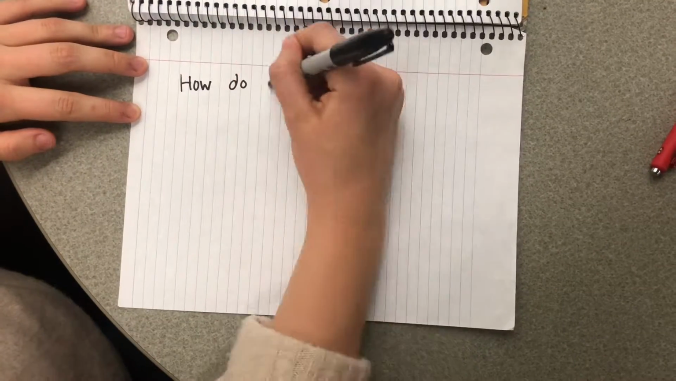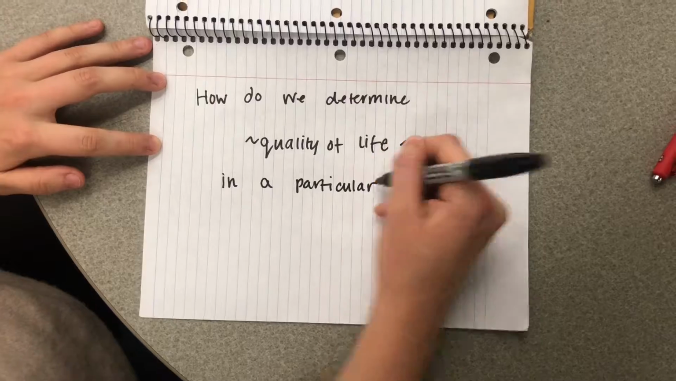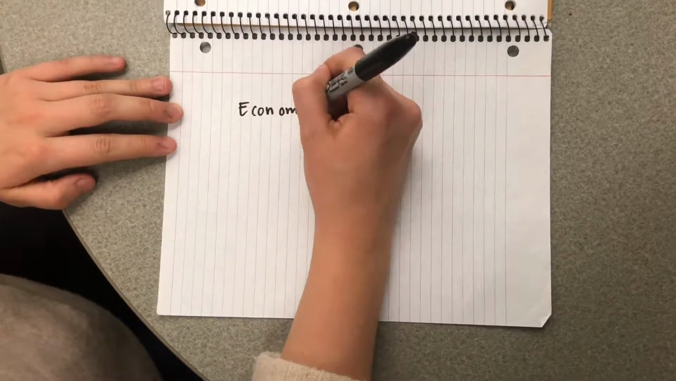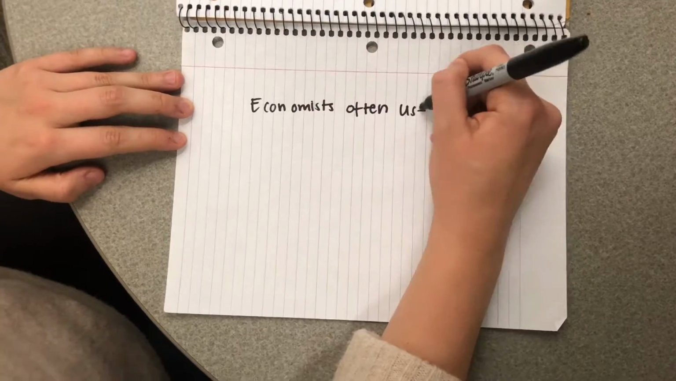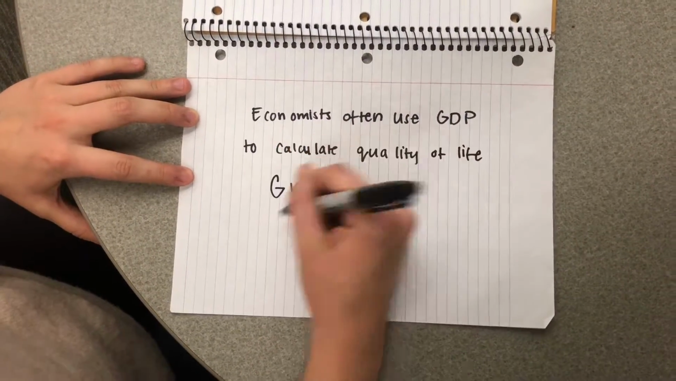How do we determine the quality of life of each particular country? This is a question economists have been asking for ages, and it's something that Econ 1000 has the answer to. Economists often use the GDP, or gross domestic product, to calculate the quality of life.